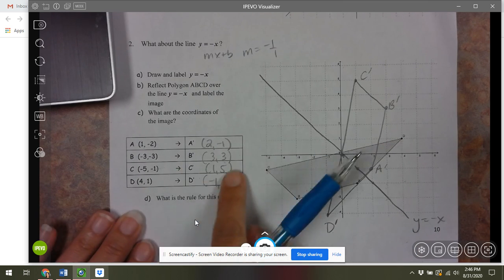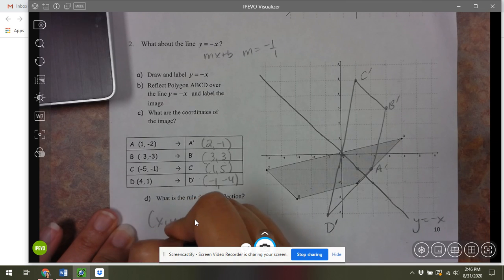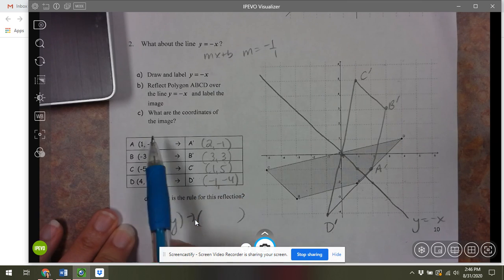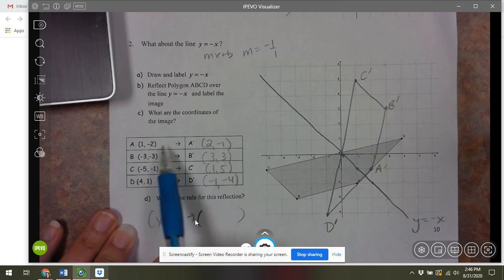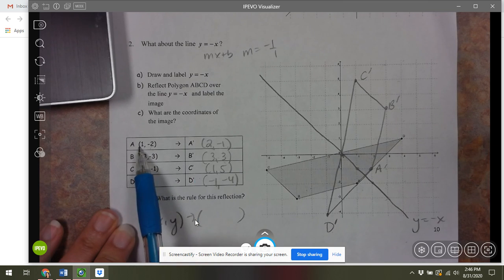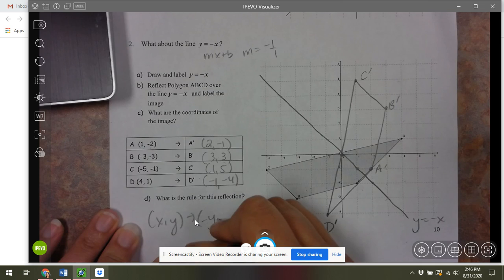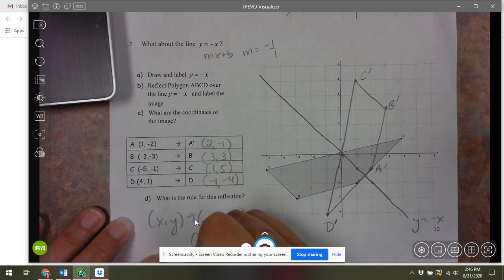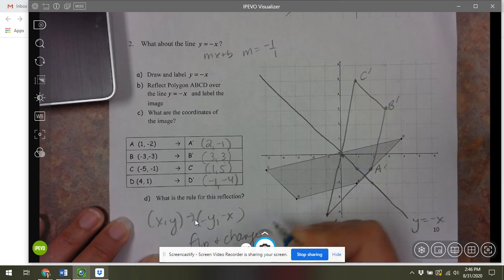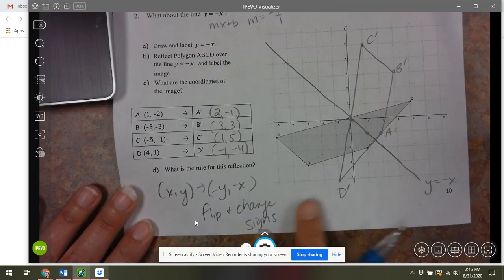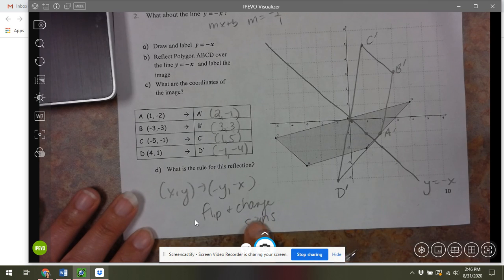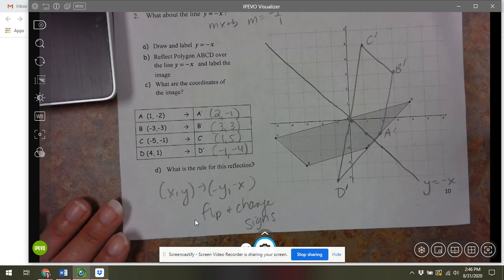So look at the points. What happens to the points? X, Y, the 1 goes there and the 2 goes there. These both became positive. That was negative, became positive. That was positive, became negative. They flip and change signs. You flip the numbers, reverse the numbers, and change all the signs to reflect over y equals -x.